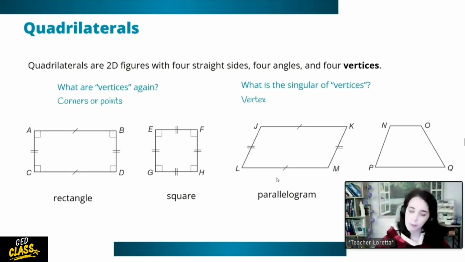Now, we haven't talked about parallel, but parallel means they're like train tracks. They go next to each other forever. They never get further away. They never get closer. They just stay exactly the same distance apart the whole time. So if you look at this trapezoid, the top and the bottom are parallel to each other, but the left and right sides are not parallel to each other, and that's what makes it a trapezoid.